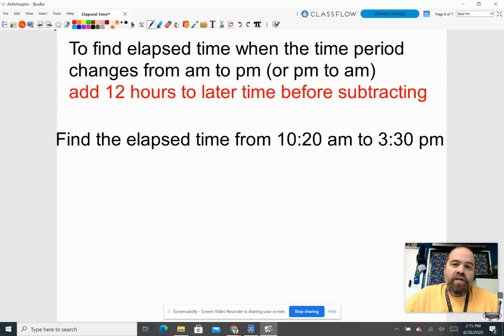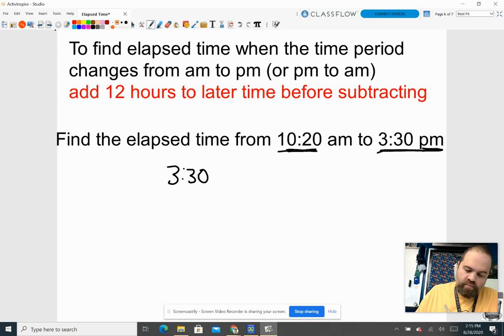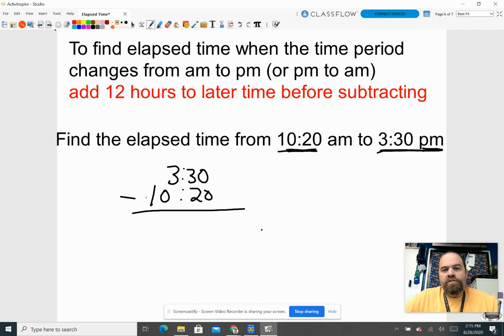Here in this one, we've got a little bit different situation where if we clock in at 10:20 in the morning and we clock out at 3:30 in the afternoon, there's going to be an extra little thing that we kind of have to work with when you cross that 12 o'clock line. So our later time, later in the day, is actually smaller than our earlier time, but we're going to set it up the same way we've done in these past couple of problems. The later time is going to go on top. The earlier time is going to go on bottom. And we're going to run into a problem here when we go to subtract 10 from 3.